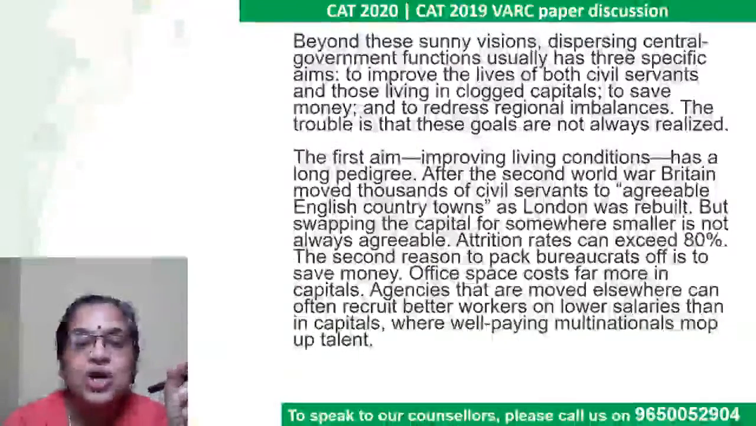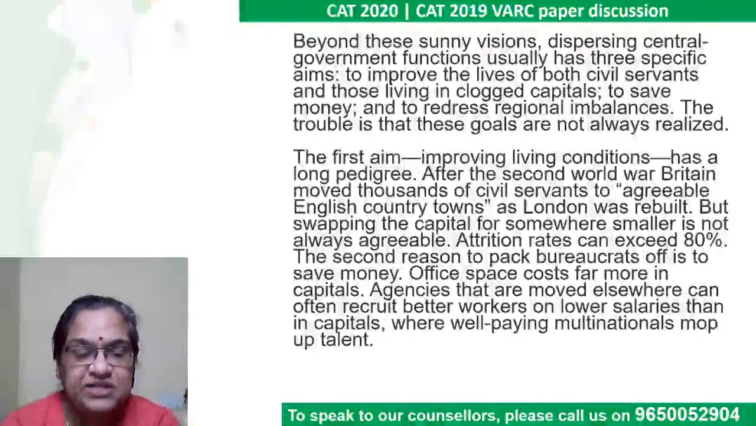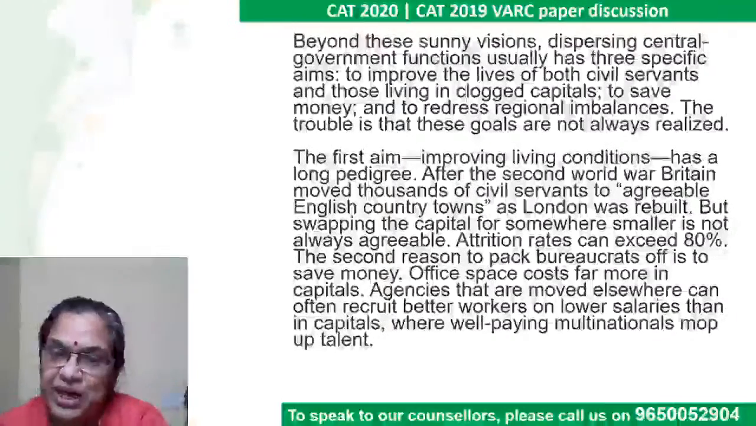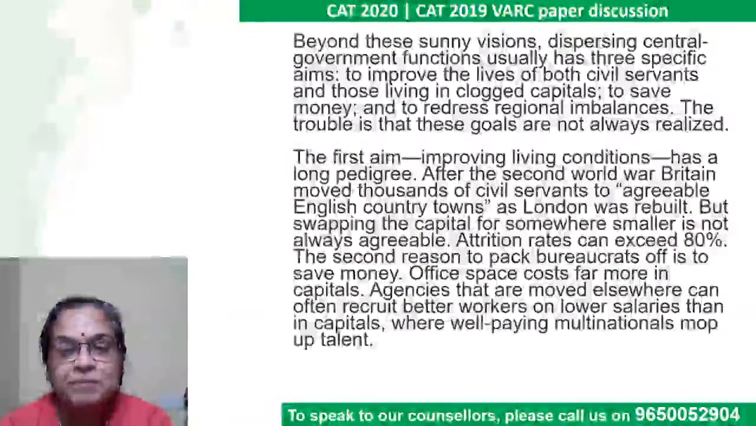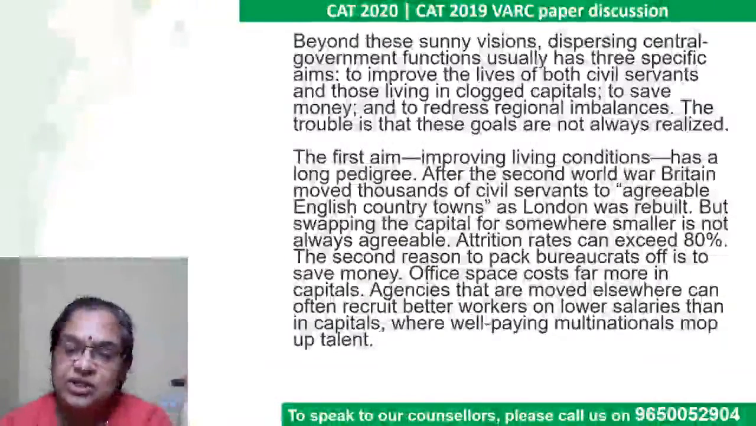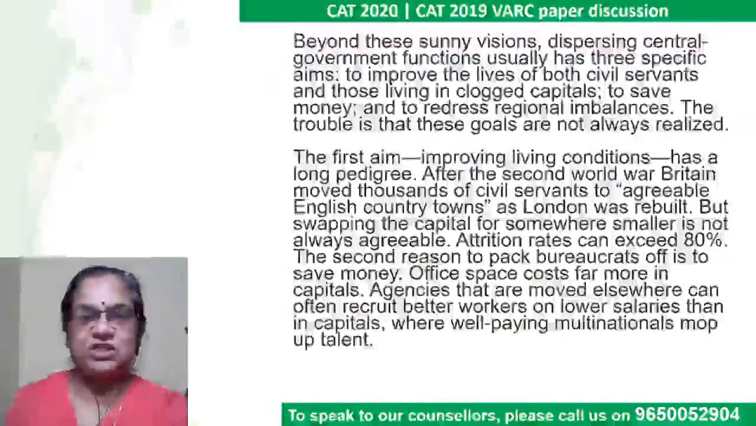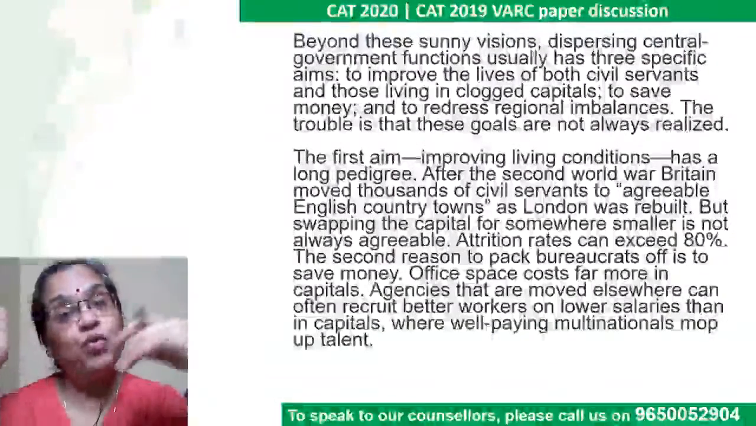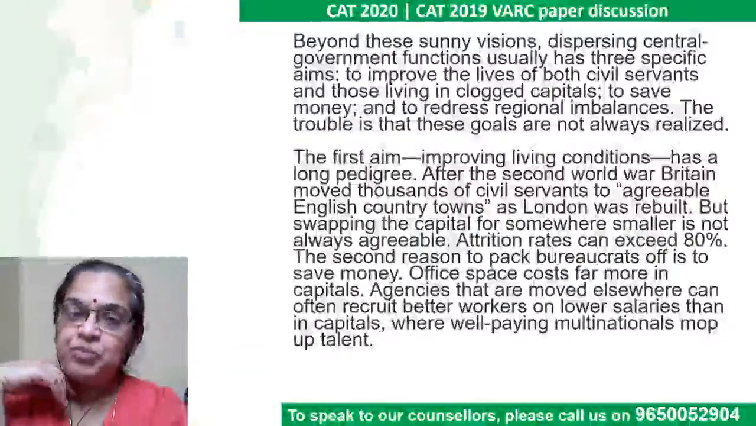Second reason to pack bureaucrats off is to save money. Office space costs far more in capitals. Agencies that have moved elsewhere can often recruit better workers on lower salaries than in capitals, where well-paying multinationals mop up talent. So the other reason is that in the cities you have multinationals which pay a lot of money and get a lot of talent, but if you move to other places, you can get a better workforce at a lower salary.